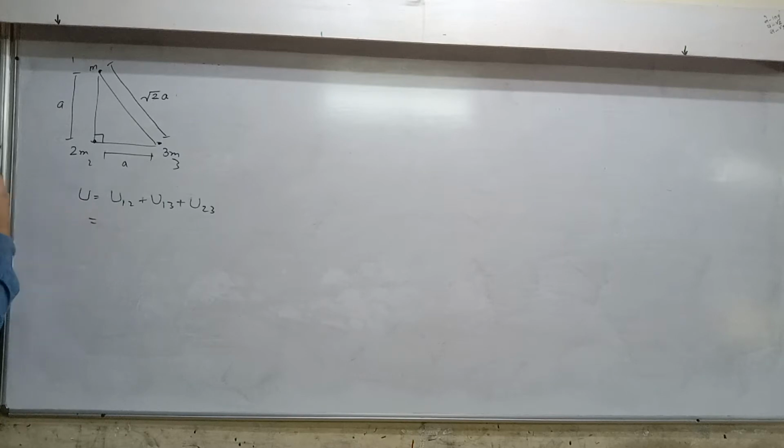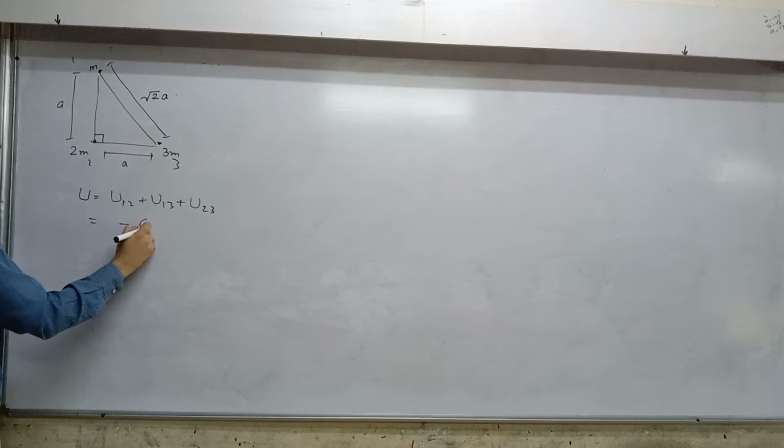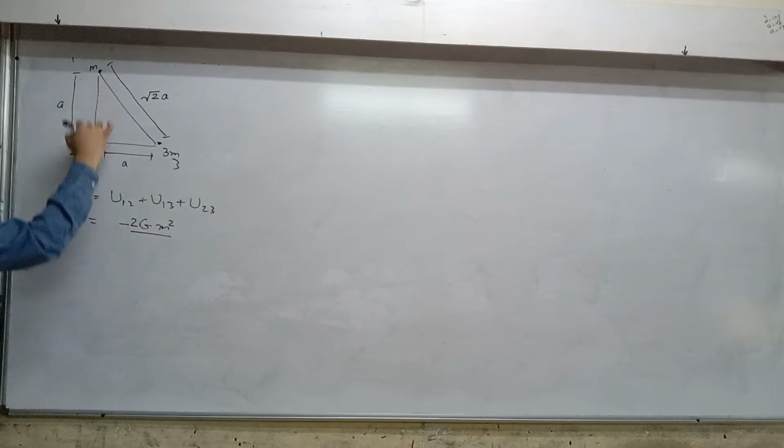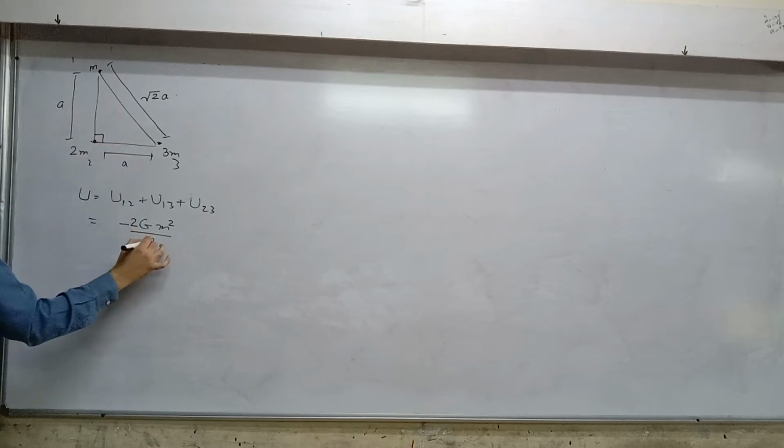Yes. Right? So U12, 1 with 2. The formula for two-point masses is minus G m1 m2 divided by r, where r stands for the distance between them. So here it is minus G m into 2m, that is 2m squared divided by a. Use the formula.